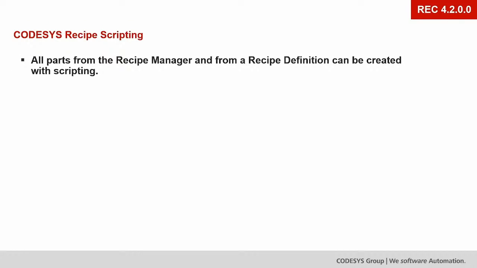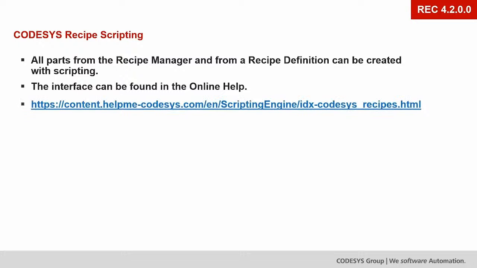I would like to start with the CODESYS Recipes add-on. From version 4.2, it is possible to create the recipe management via CODESYS scripting. This includes the recipe manager and the recipe definitions. All properties of the recipe manager can be set via scripting. It is also possible to create all contents of a recipe definition. This includes adding variables to the recipe definition and setting additional columns such as names, comments, minimum and maximum values. Any number of recipes can also be created. A complete interface description can be found in the online help.